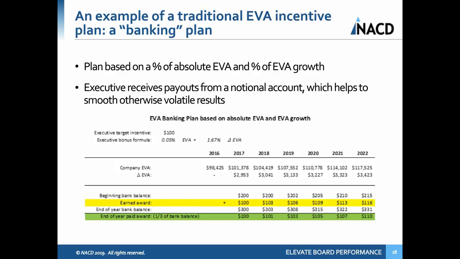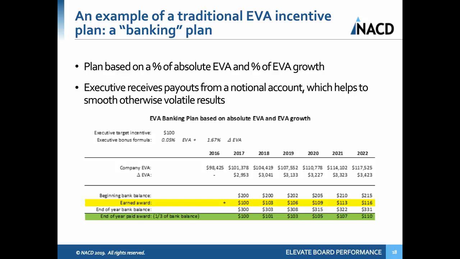So this banking plan was created to smooth out the incentive payments that will come from EVA. And the way this works is we calculate the contribution to a notional bank account in a given year. The amount is credited, and 1/3 of the bank account is paid out as an incentive payment in a given year. And the following year, you do the same thing. You pay out 1/3, and it just keeps moving along like that.